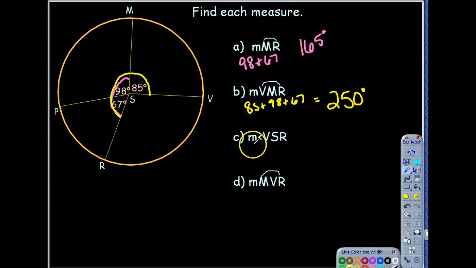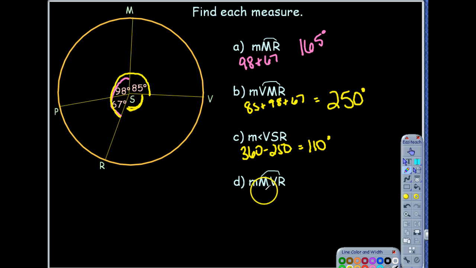All right, what about the measure of angle VSR? So now when we say VSR, we're talking about this measure right here. Okay. So I know that all those other angles added up to 250, and I know that all of them together add up to 360. So if I just take 360 minus 250, I get 110. Love it. And that measure of the angle is the same as the measure of its intercepted arc.